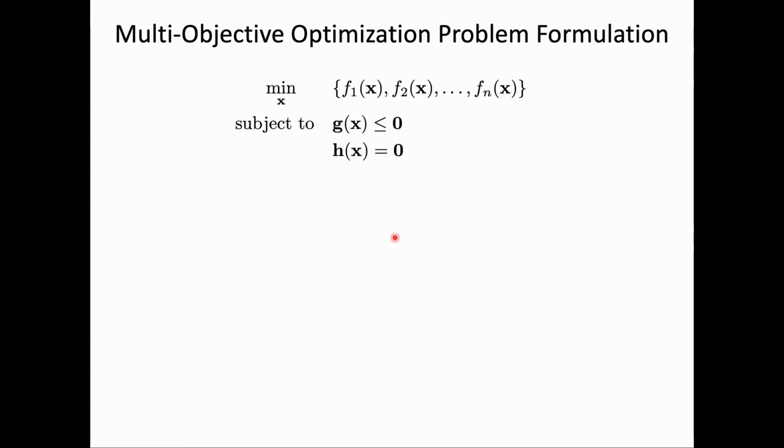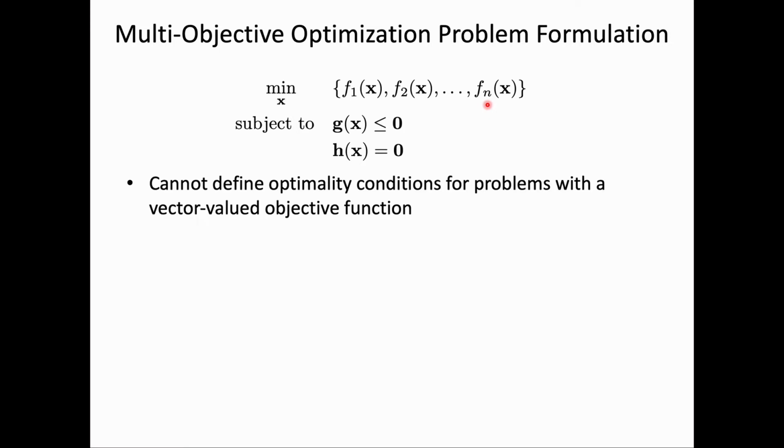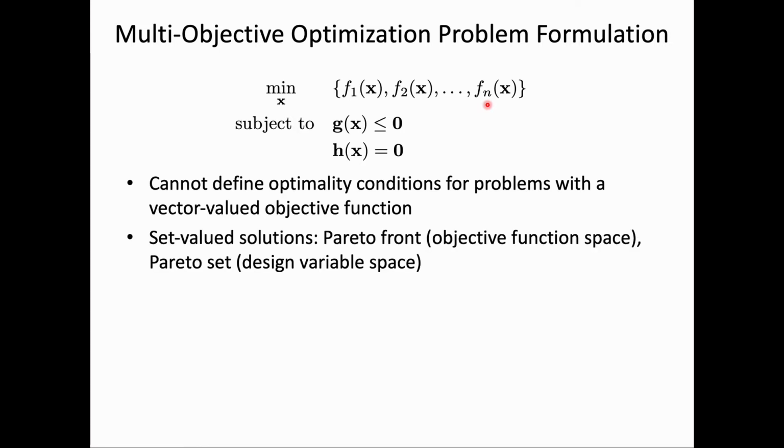Here we're using again a nonlinear programming model for our optimization problems, where we have continuous optimization variables and continuous objective and constraint functions. Here we're looking at minimizing a set of objective functions simultaneously. Another way of looking at this could be to express our set of objective function values as a single vector-valued function. We cannot define optimality conditions for problems with a vector-valued objective function.